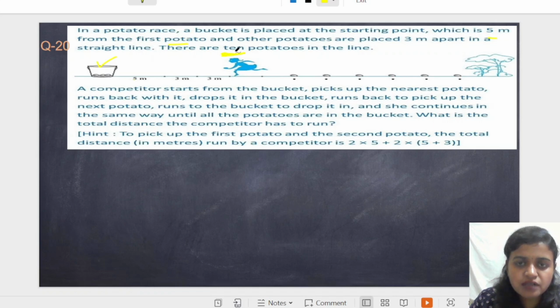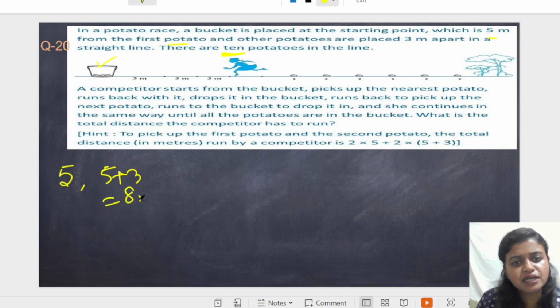This one is important information. 10 potatoes means she has to run 10 times for 10 potatoes. So first you have to run 5 meters from the bucket to the potato. 5 meters run. Next, bucket to next potato is 5 plus 3, that is 8 meters run.